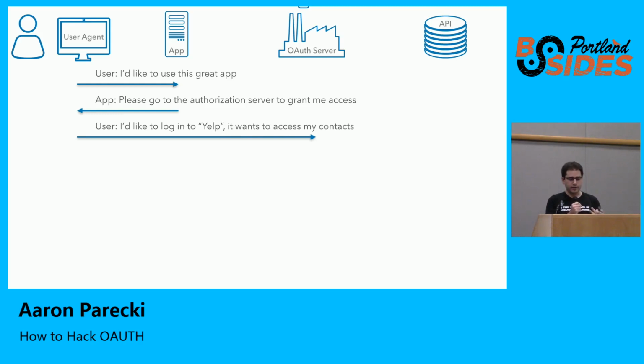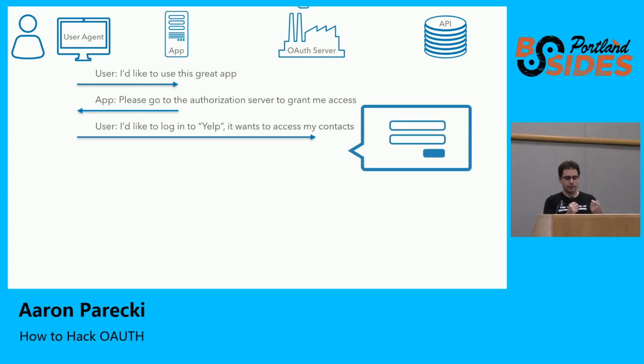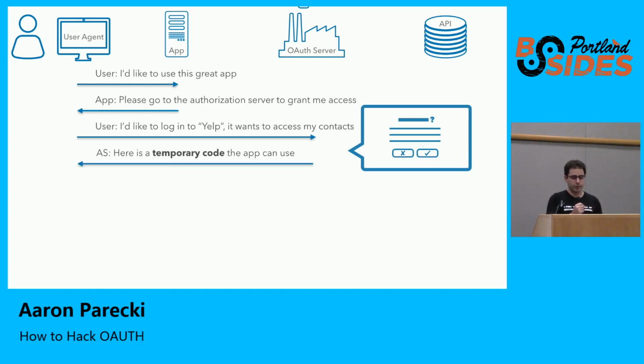Now, these are all things that are in this URL, which means, of course, anybody can change this, which is why the OAuth server then gets the user to log in and then asks the user if this is okay. Did you really mean to log into Yelp, and do you actually allow it to access your contacts? Assuming that they say yes, then the OAuth server will generate a one-time use temporary code and return it back to the user's browser in a redirect.